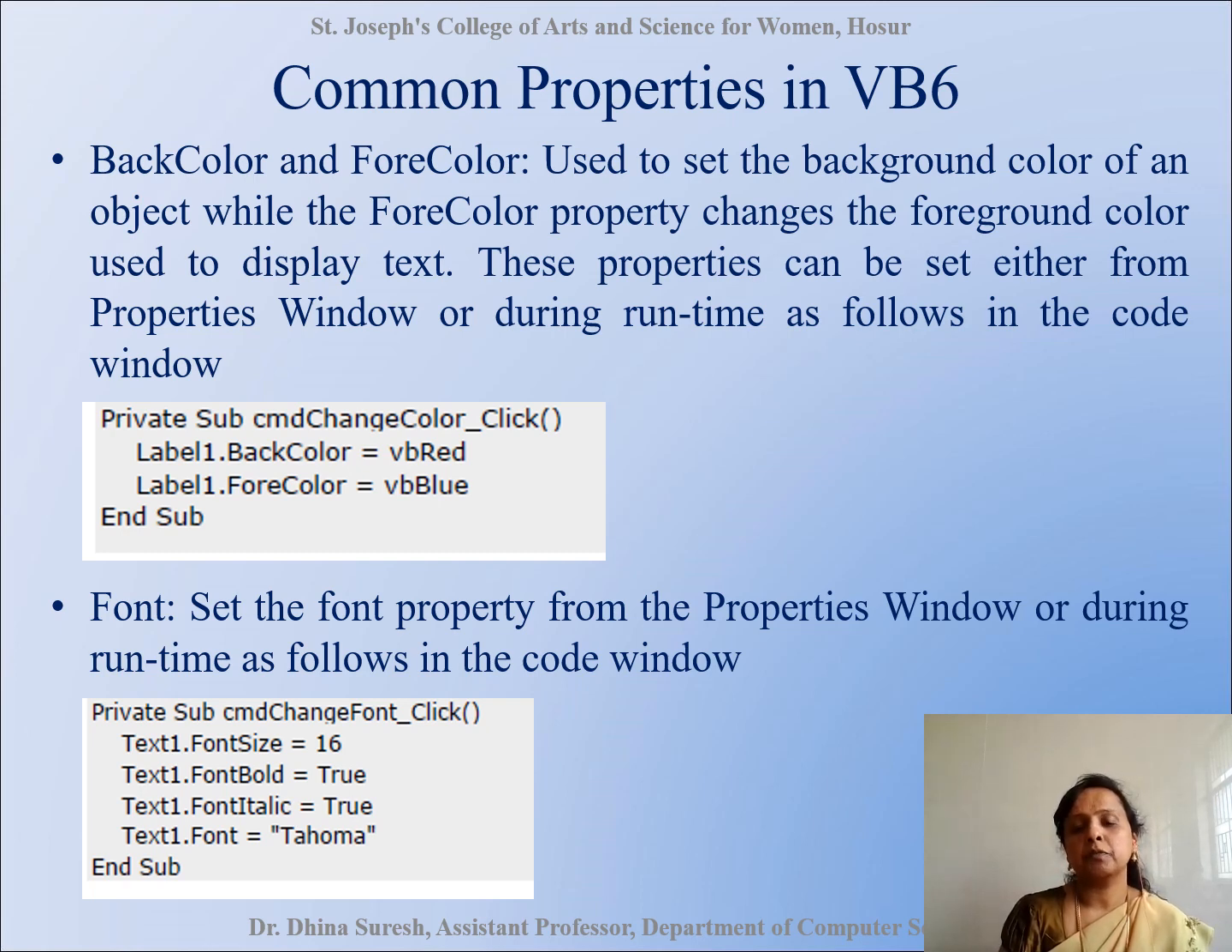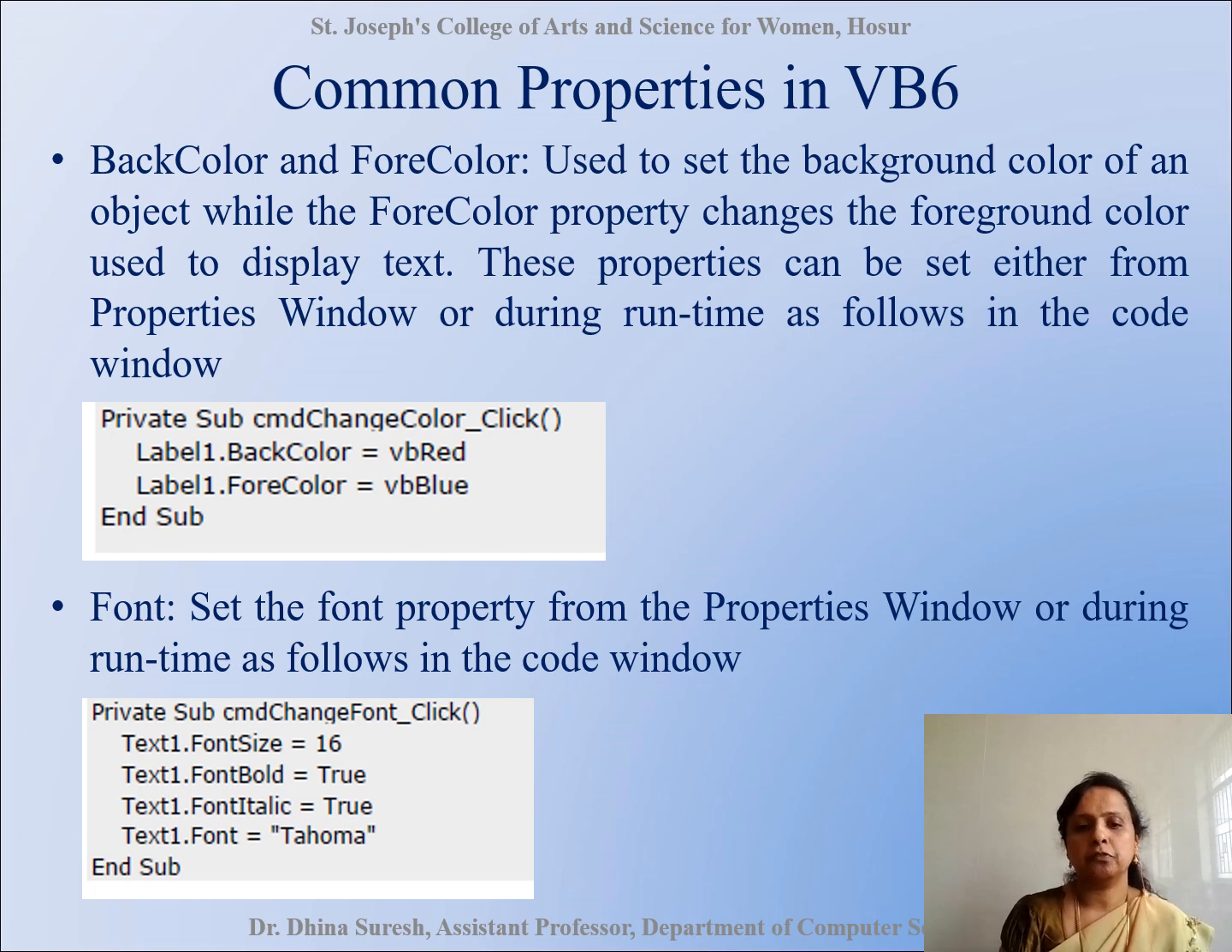All the properties can be added during the runtime as well as manually. Manually we can change it in the property window, and we are going to see how it can be added during the runtime. The first is the back color and the fore color, the background color and the foreground color of the text. They can be set at runtime as follows. For example, we have changed the back color of the label to red, that is vbRed, and the foreground color of the text to vbBlue.